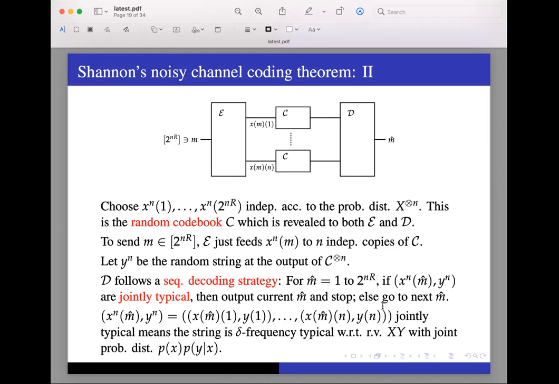So this is the n tuple of pairs. Saying that this is jointly typical means that this string is delta frequency typical with respect to the random variable xy. This is the joint probability distribution, which I like to denote as the input probability distribution px times the conditional brought in by the channel. Is this clear?